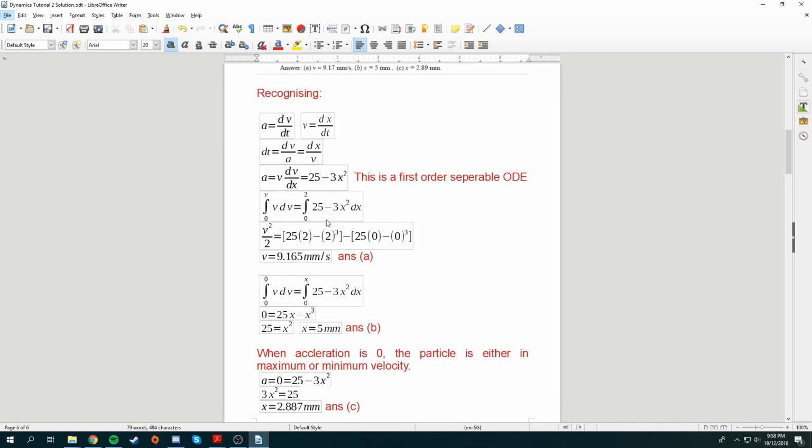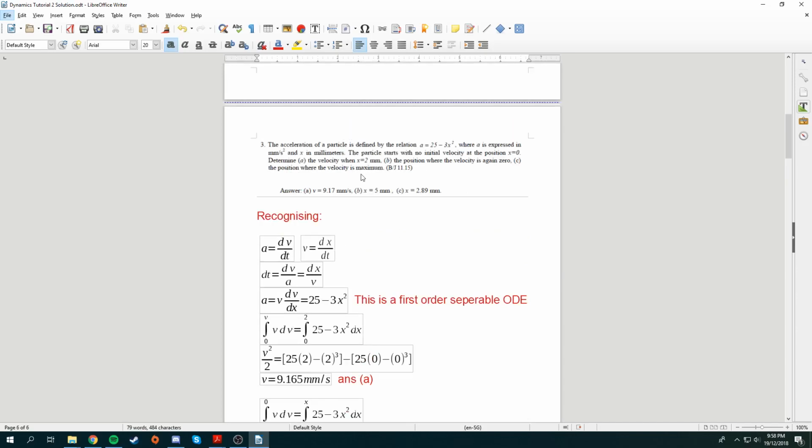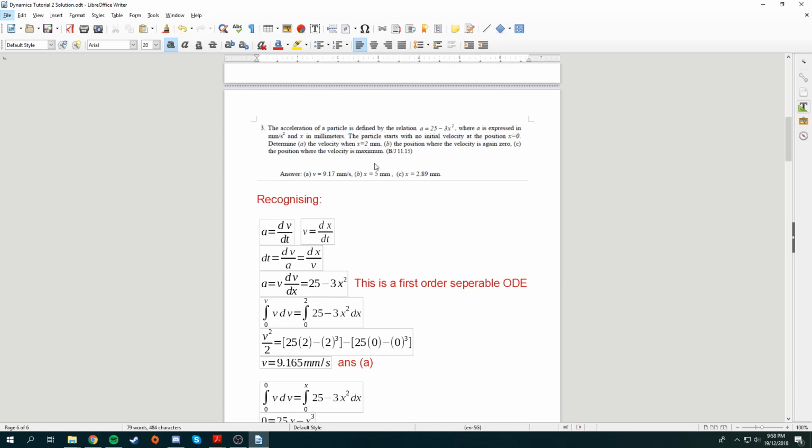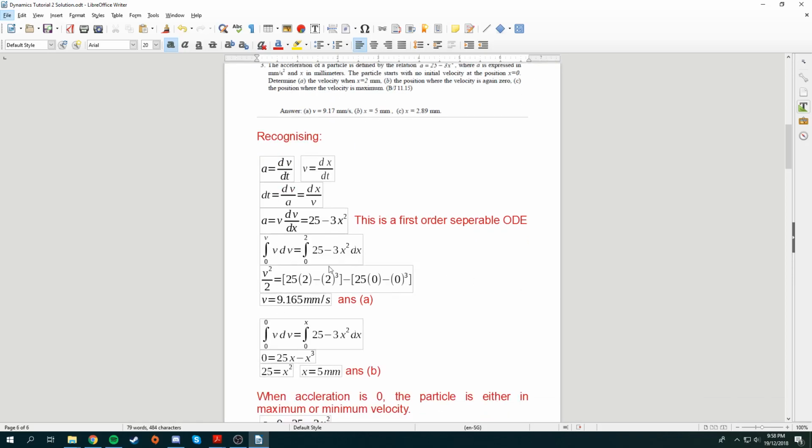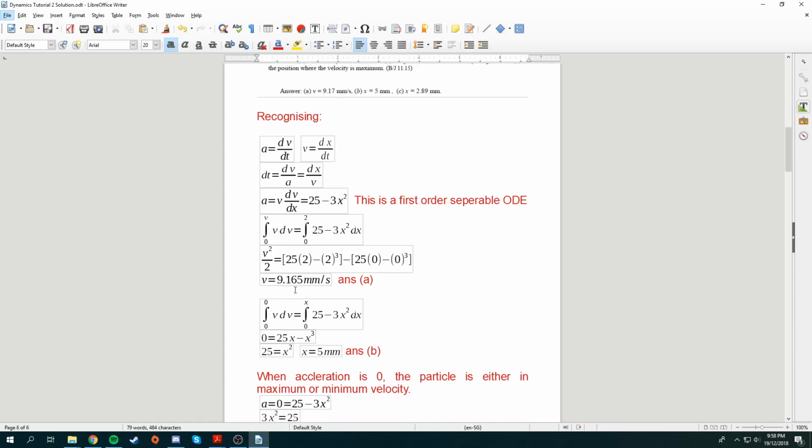So we put in the boundaries of the integration, which are given over here: the position where x equals 0 and the position where x equals 2. The particle starts with no initial velocity, so the initial velocity is 0, and we are trying to find the final velocity, so we just put v. Once we put everything in, we integrate and we get the answer over here.